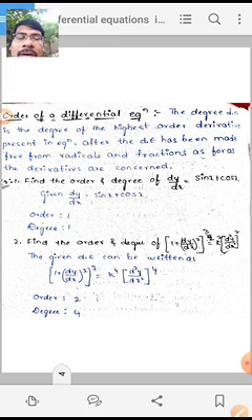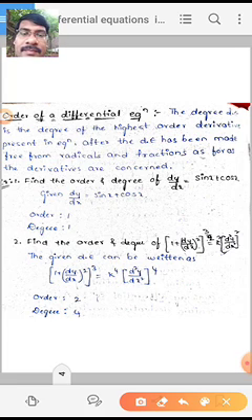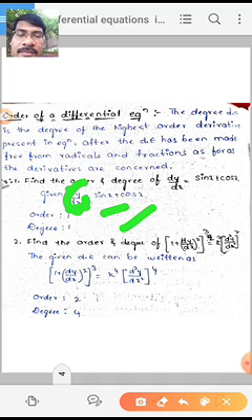Find the order and degree of dy by dx is equal to sin x plus cos x. Here the order is 1, its power is also 1. So the order is 1 and the degree is also 1.